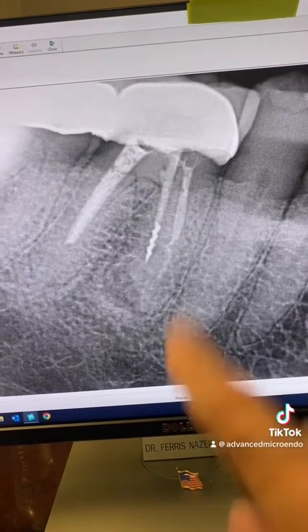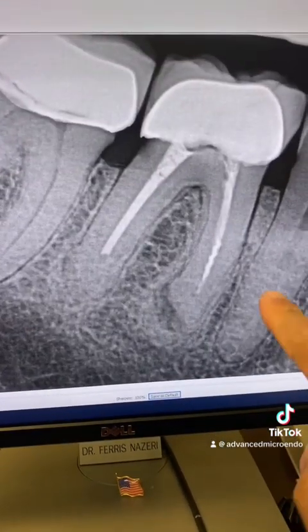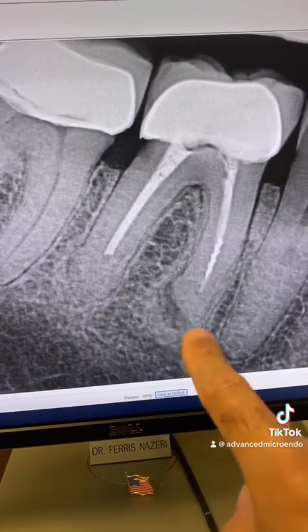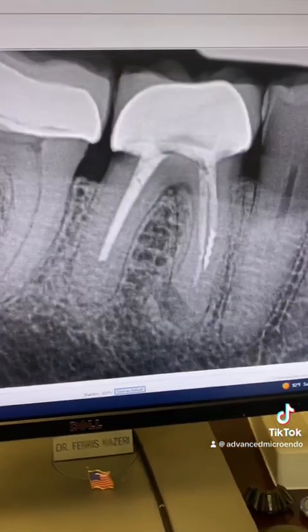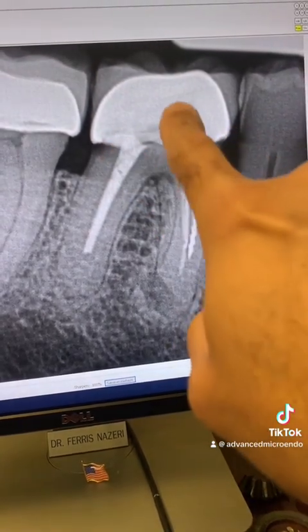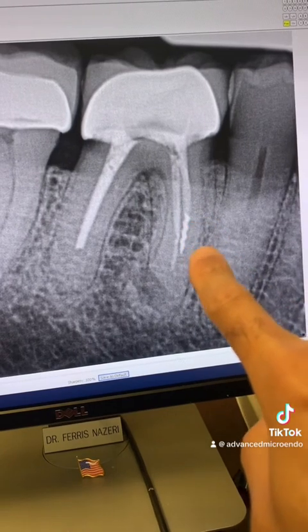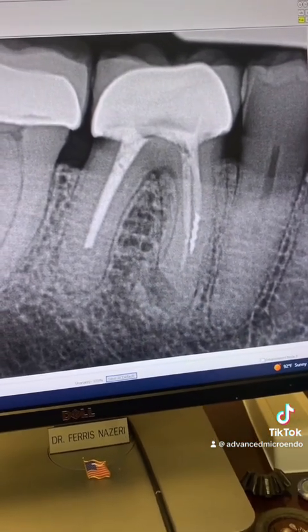So we discussed options with the patient, and the patient decided that he wanted to try to see if we can save the tooth for him. This is another angulation of the tooth, and you can see the broken file here, root resorption there, but the distal is clean. And this is another angulation again. You can see the crown here, short fill there, no periapical radiolucency there, broken file here, periapical radiolucency and some apical root resorption.